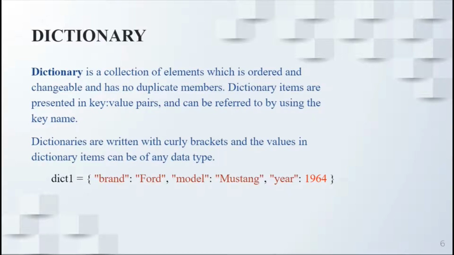You can see dict1 equal to, in curly braces, at first there is written brand, then after the colon it is written Ford. Brand is the key here and Ford is the value. What is the brand? It's Ford. Then what is the model? It's Mustang. What is the year? It's 1964. So brand, model, year are the keys, and Ford, Mustang, 1964 are the values with respect to the keys.